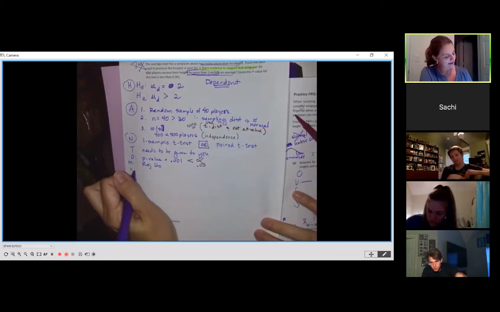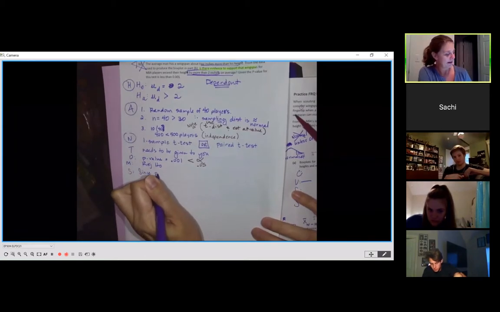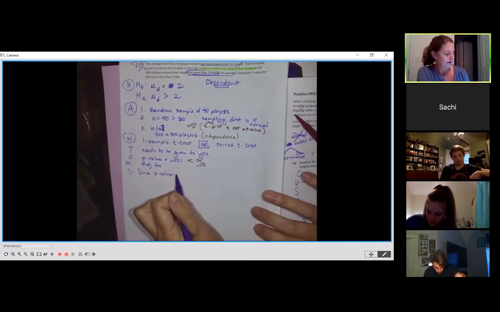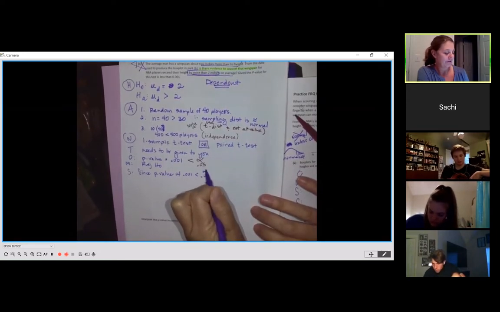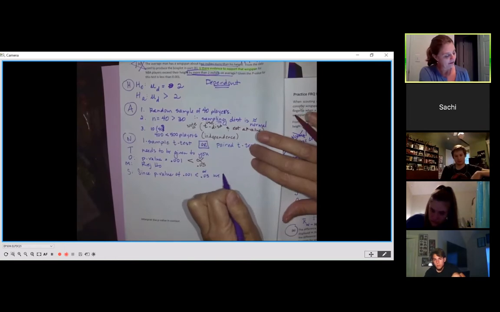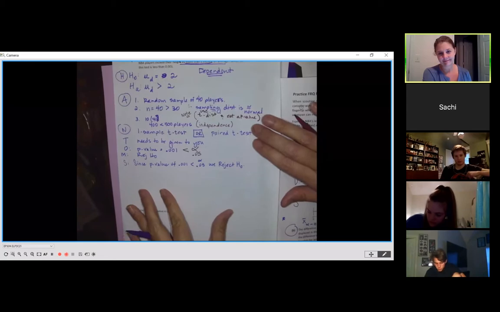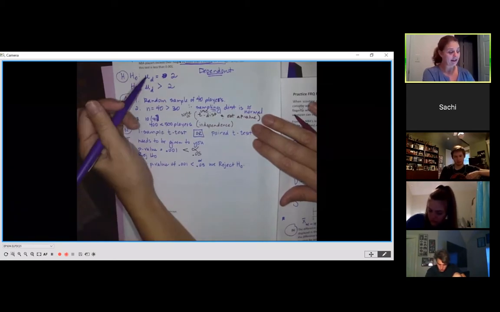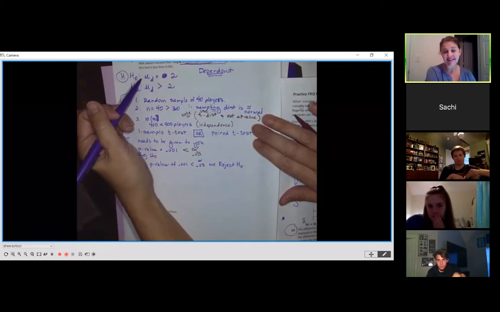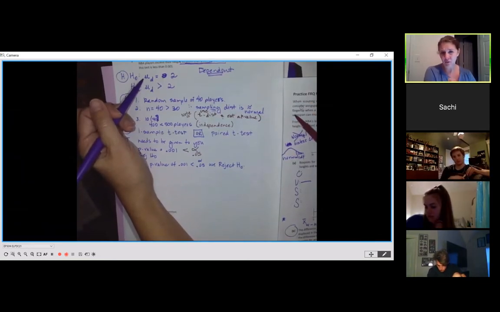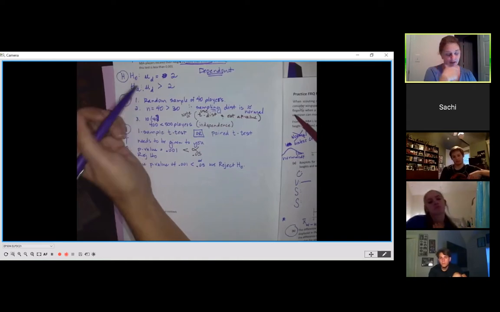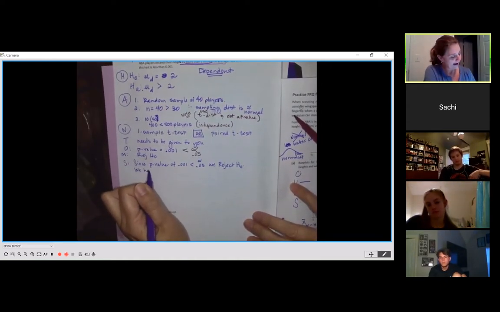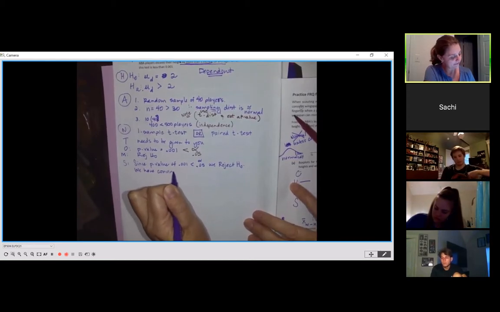All right, here we go. This is my S. Since the p-value of 0.001 is less than 0.05, which was alpha, we reject H naught. Okay, so if we're rejecting that, that means, you know what, we have evidence to say it's really not 2. We have evidence to support that the mean difference is greater than 2. So we have convincing evidence.